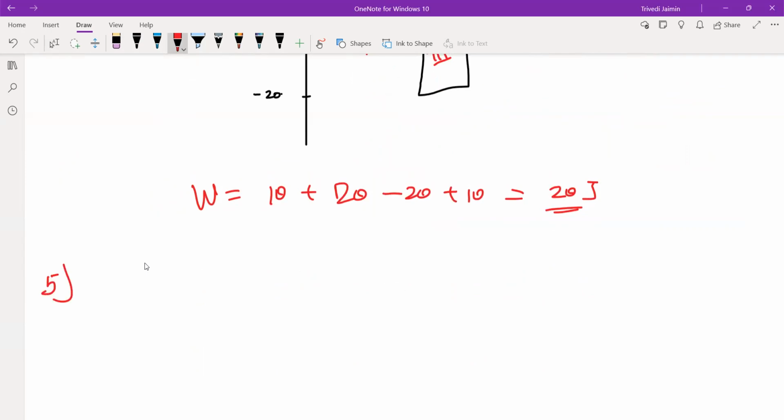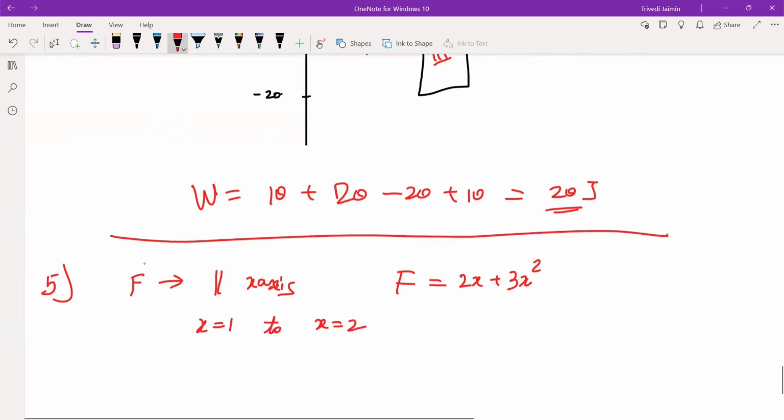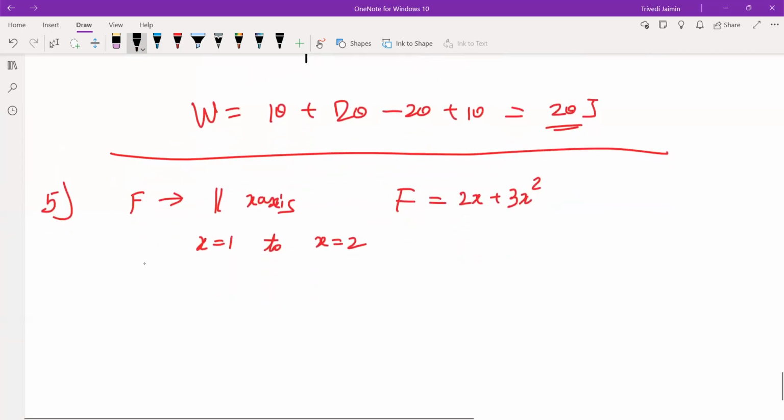So, the force acting on a particle moving parallel to the x-axis is given by F equals 2x plus 3x square. Calculate the work done in displacing the particle from x equals 1 to x equals 2. So what are 1 and 2? They are limits. So what is the equation given? F equals 2x plus 3x square.